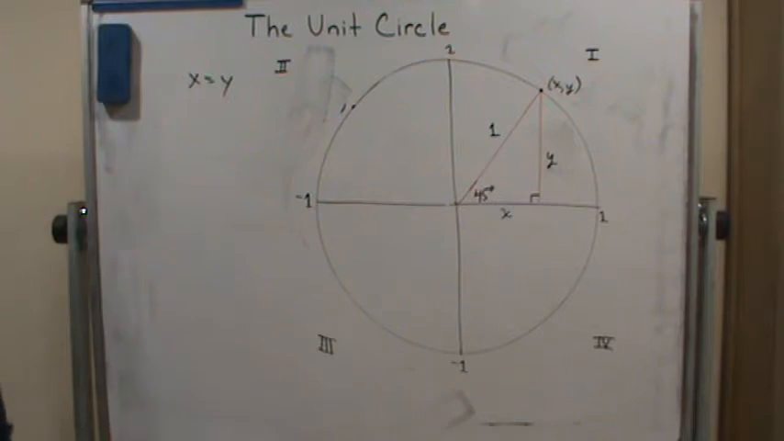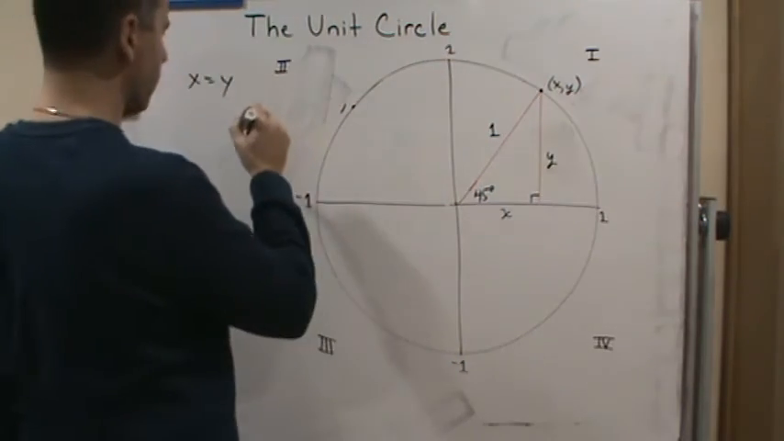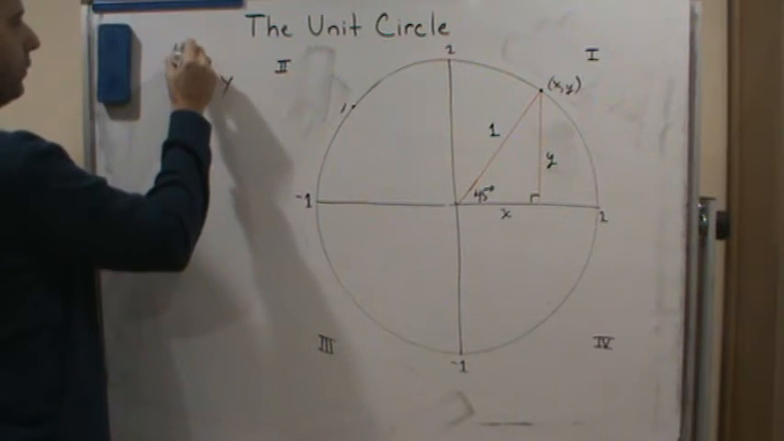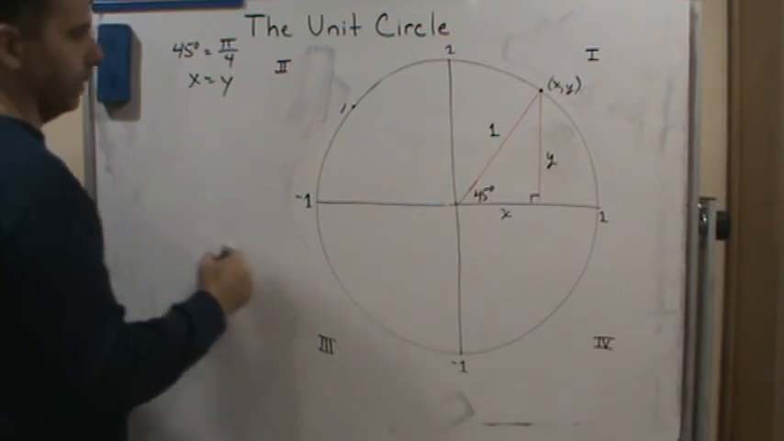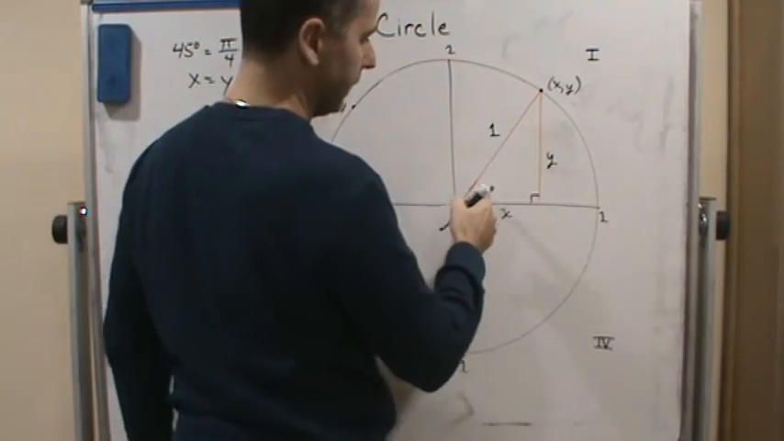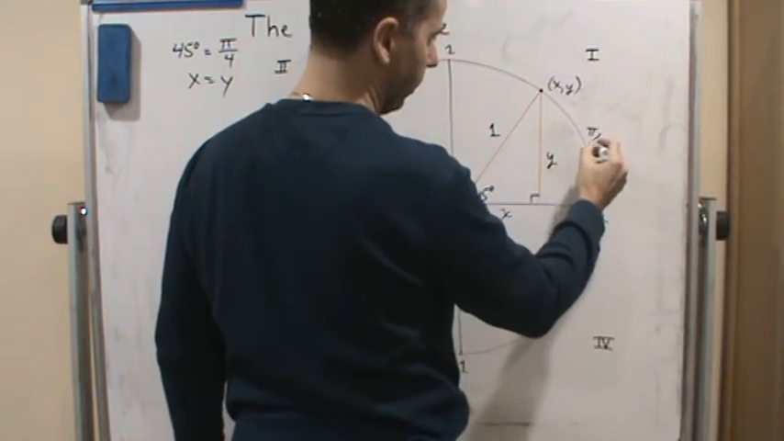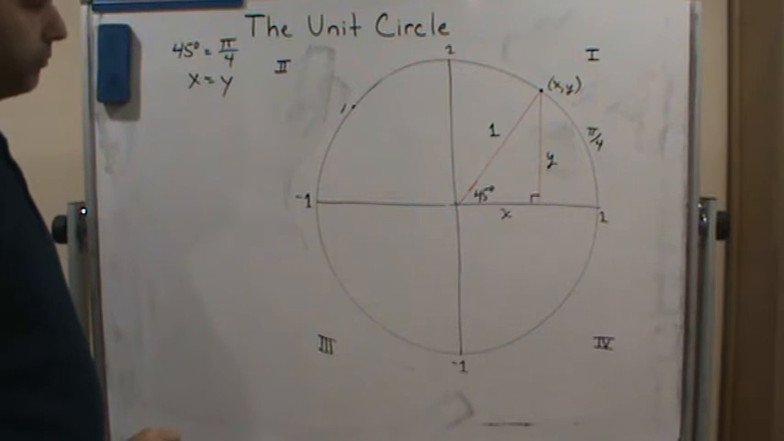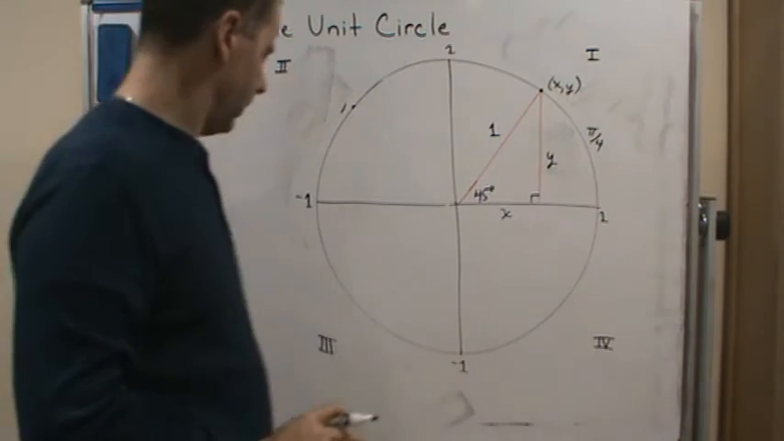Also remember that because we're talking about the unit circle, this 45-degree angle is also pi over 4 in radians. So 45 degrees is equal to pi over 4 radians. So we know that the length, because it's a unit circle, is also pi over 4. But the main thing is we're going to use the Pythagorean theorem.